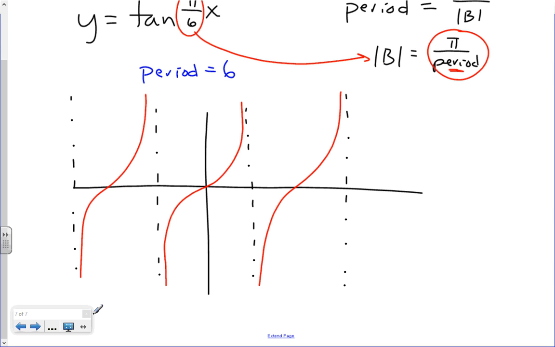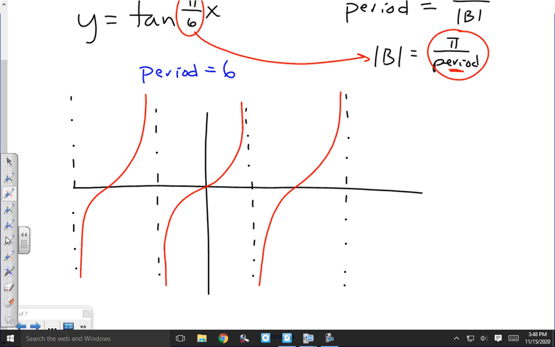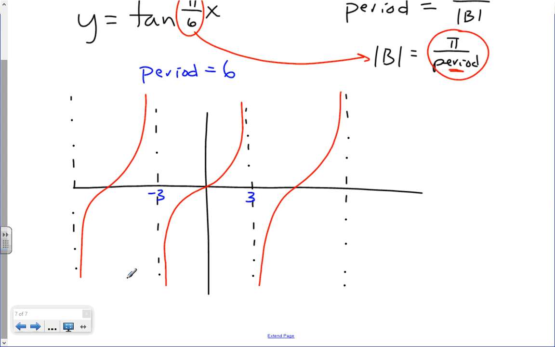Now for the tangent of pi over 6 x, all you've done is stretch this thing horizontally. And so the question is, where are we crossing the x-axis, and where are our vertical asymptotes? Instead of having vertical asymptotes at pi over 2 and negative pi over 2, it now turns out those are going to be at 3 and negative 3. And how do we know that? Well, the period we said is equal to 6, and the tangent function is centered through the y-axis. So it has to be at negative 3 and 3 in order for that interval width to be 6.